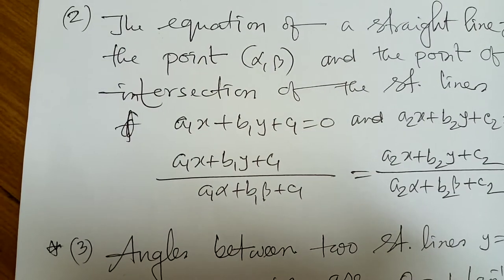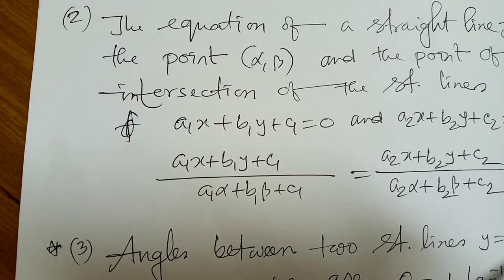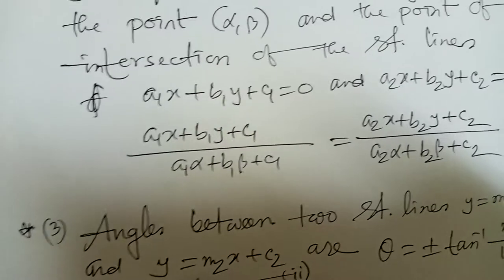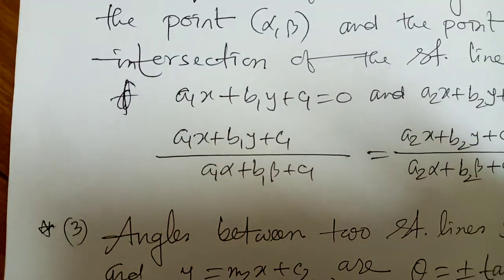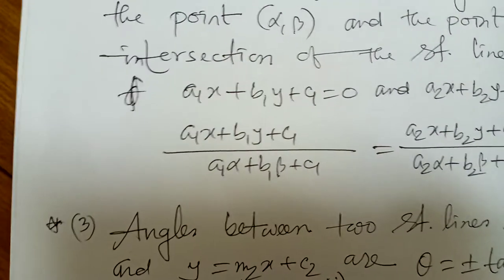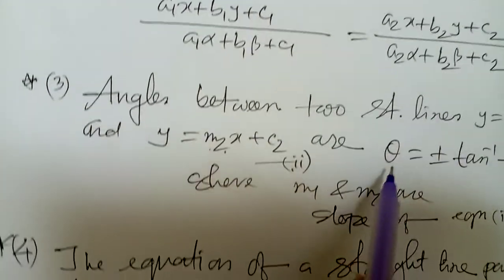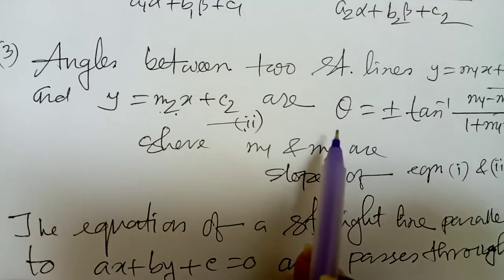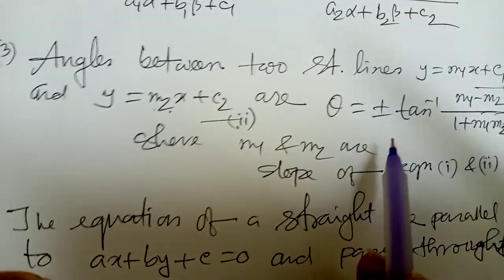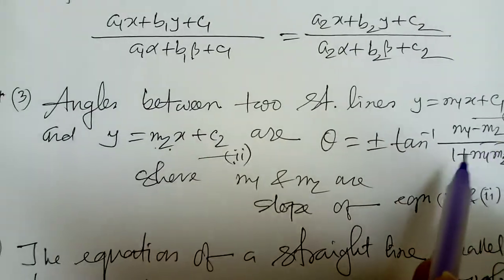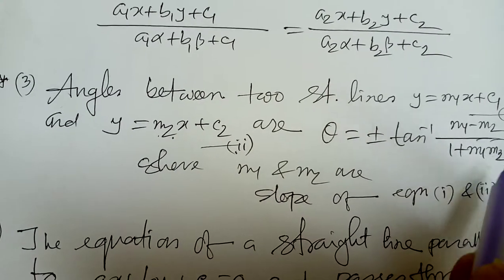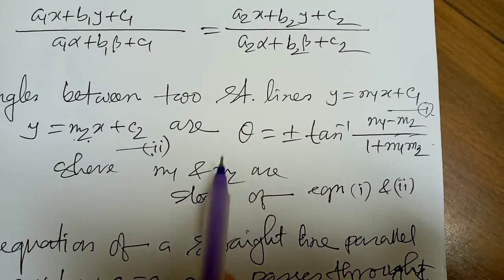Formula number 3, the angle between two straight lines. If we write y equal to m1x plus c1 as equation 1 and y equal to m2x plus c2 as equation 2, where m1 and m2 are the slopes of the above two equations, and let the angle be theta, then theta equals plus minus tan inverse of (m1 minus m2) over (1 plus m1 m2). This is the angle theta.